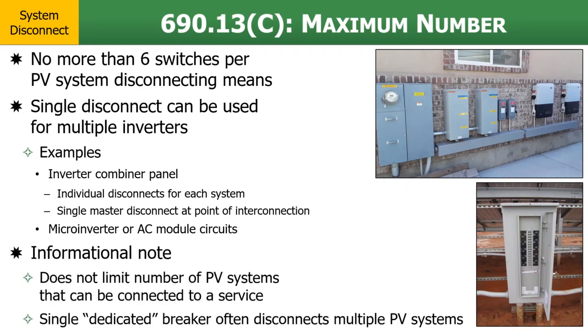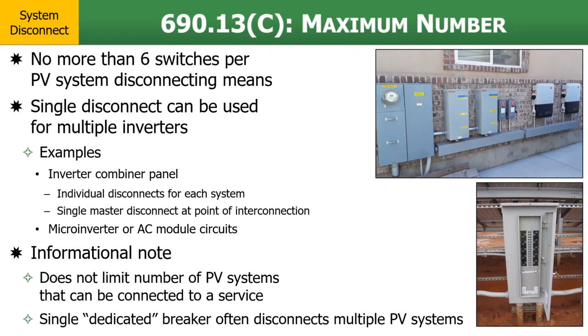There's an informational note in this code section that says that the number of PV system disconnects does not limit the actual number of PV systems. They just can't have more than 6 PV system disconnecting means on one site.